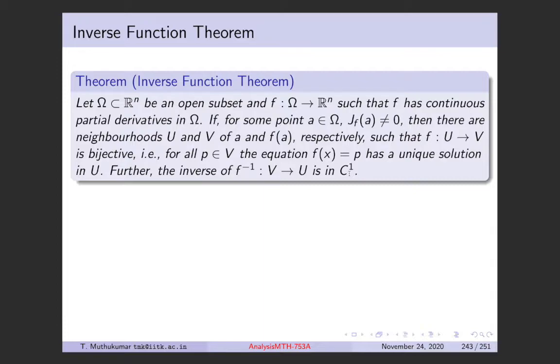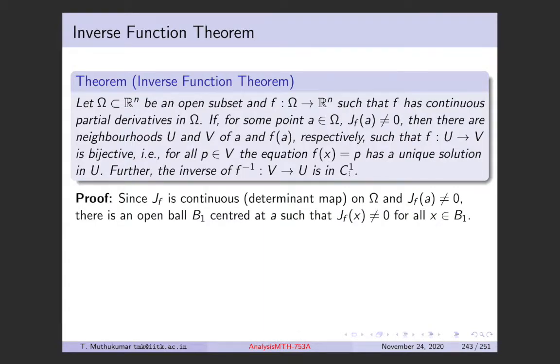So let's look at the proof of this. The determinant of the Jacobian matrix is nothing but a polynomial, right? So when you say Jf of A is non-zero, by the continuity of this determinant, we know that there is a ball B1 centered at A such that for all points of B1, J of x is non-zero. By the property of continuity, if something is non-zero at a point, then there is a neighborhood around that point where it is non-zero.